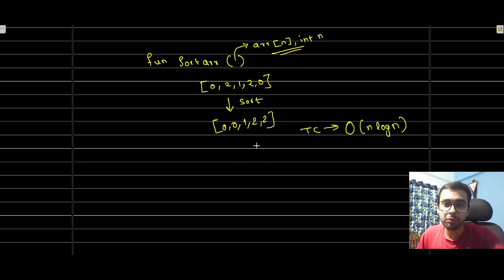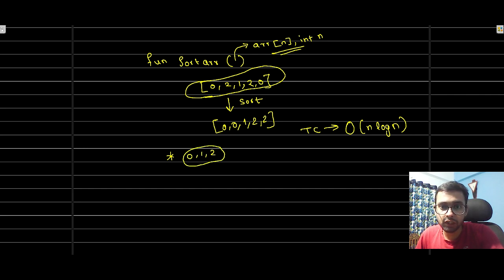But in this problem, we are thinking, is this an optimal approach? No, it is not an optimal approach. So what can we do? We are missing one thing, that we can clearly observe in this array that the individual elements are 0, 1 and 2. By this information, we can further think about it and reduce the time complexity of this problem.